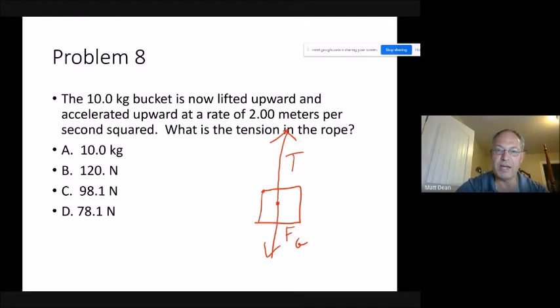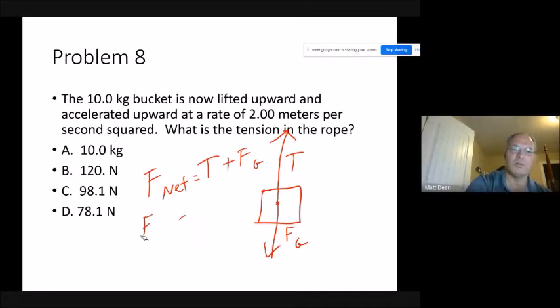And I'm hoping from this free body diagram, you see that the net force has to be the tension plus the gravity. So the tension force is what we're looking for. We don't know what that is. The gravity force is negative 100 newtons. And that negative is important for this problem. We don't know what the tension is. That's what we're looking for. The net force we can calculate. The net force is ma.